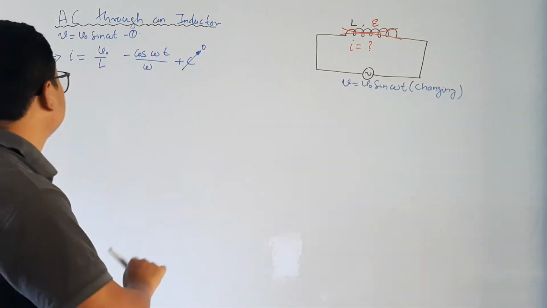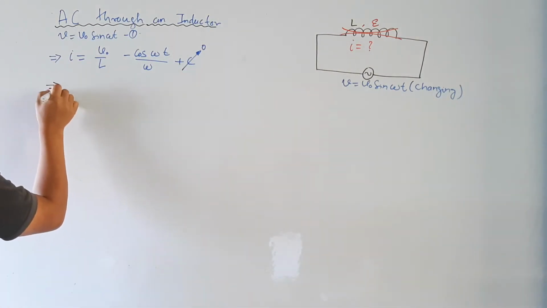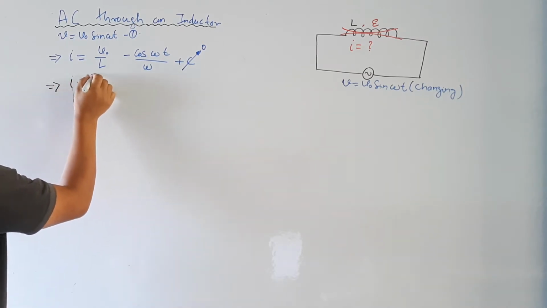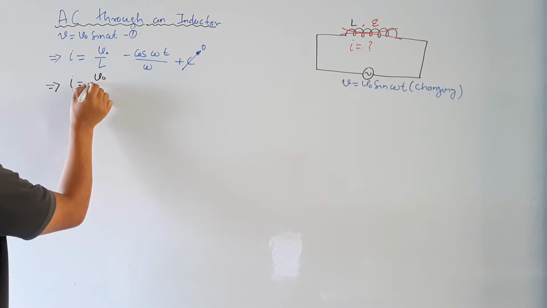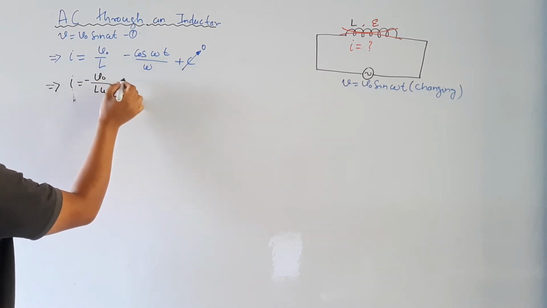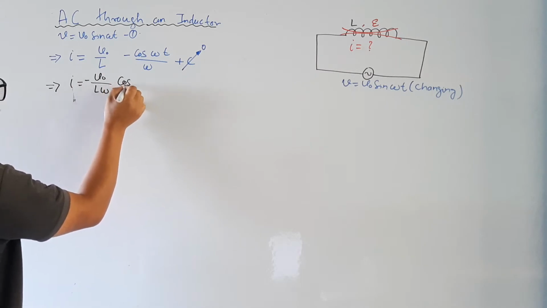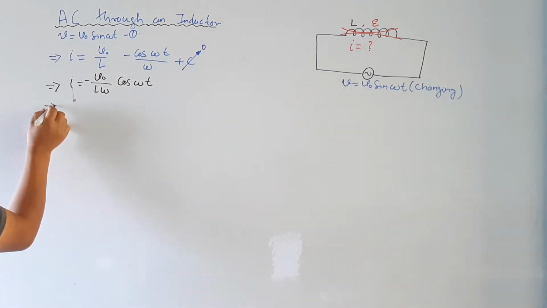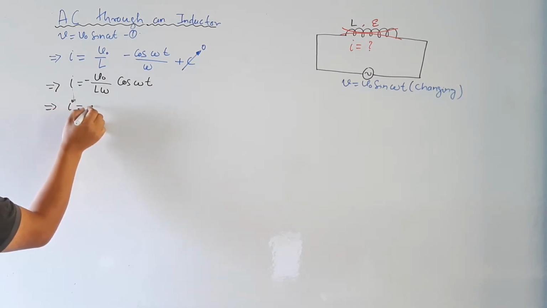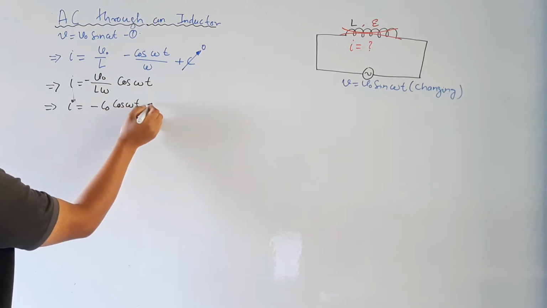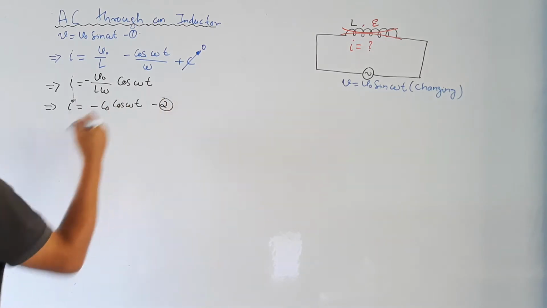Let us solve it now. Okay, the c has become 0, then this I, okay, this is I, not I0, is equal to V0, this is L, and this omega I will bring it here, this negative sign I bring it here, this becomes cos of omega t. Okay, so this implies I is equal to minus I0 cos of omega t. So this is equation number 2.